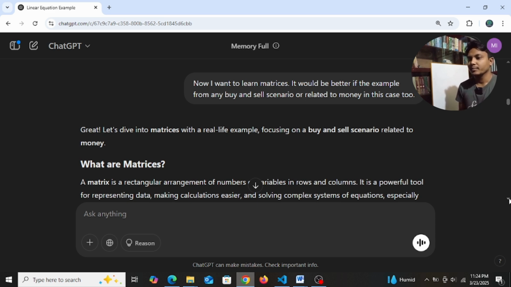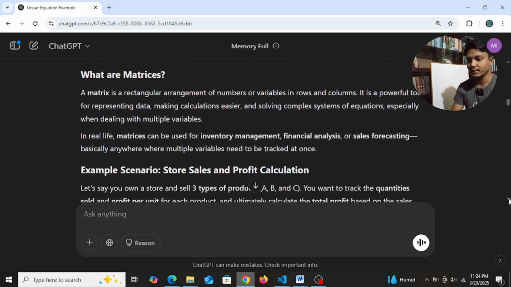So now I want to learn matrices. It would be better if the examples from any buy and sell scenario are related to money or in this case too. Okay, so what are matrices?